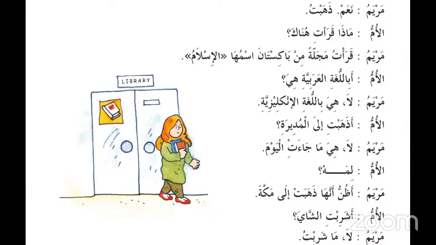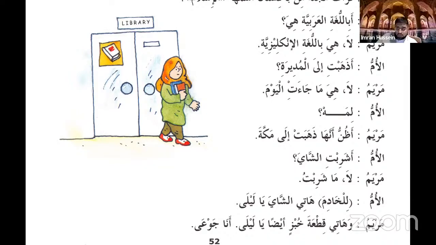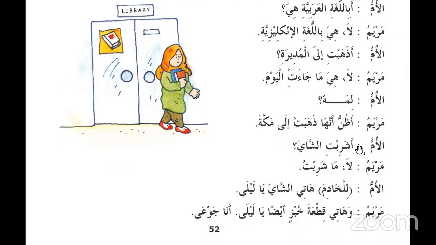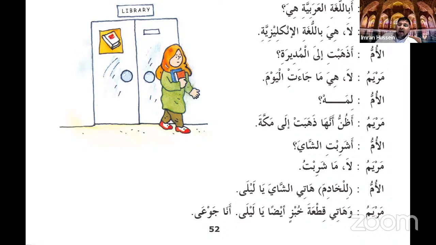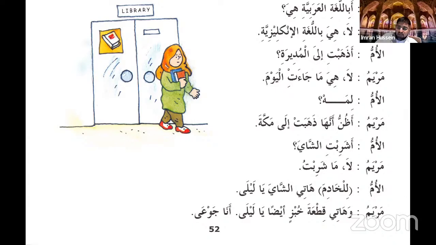أنها ذهبت إلى مكة. I think that she went to Makkah. Correct. But you don't say certainly, this is understood. When Anna comes in the beginning of the sentence, it means indeed or certainly. But when it comes in the middle of the sentence, translate it as that. Okay, sorry.